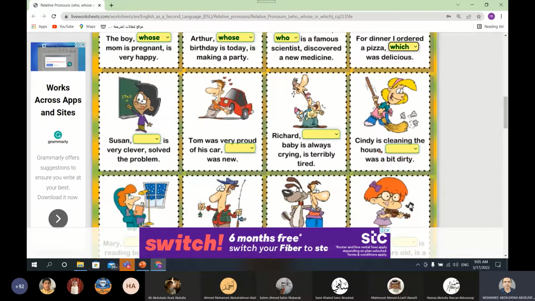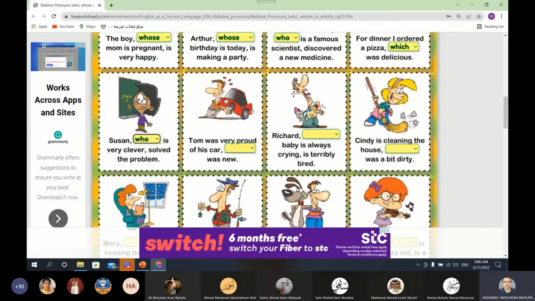The next one. Susan is a girl. She is a teacher, I think. Susan, who is very clever, solved the problem. This is a student. Susan, who is very clever, whose is very clever, which is very clever. What do you think is the correct answer? Students, we are talking about a girl, we are talking about people. When we talk about people, we use the relative pronoun what? Who. Susan, who is very clever, solved the problem.